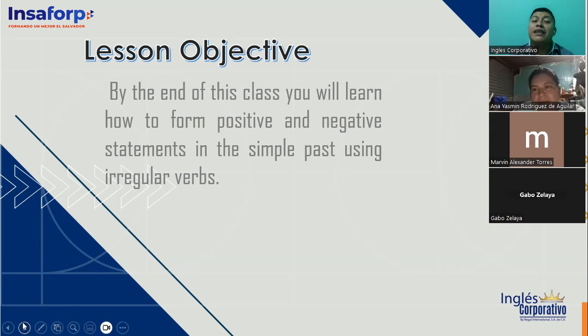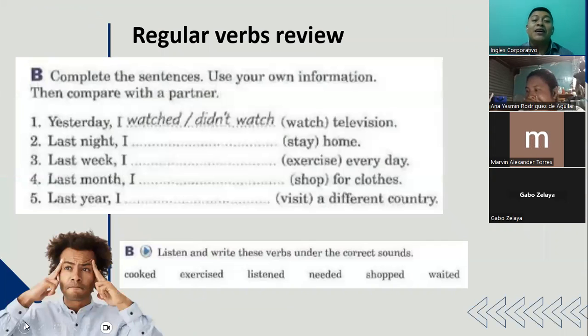So tonight we're going to study positive or affirmative sentences and negative sentences in the simple past tense using irregular verbs. Pero antes de que conozcamos los verbos irregulares, recordemos los verbos regulares que estudiamos la noche anterior. Regular verbs review. Complete the sentences. Use your own information. Then compare with the partner. We're going to complete these sentences. Primero veamos las expresiones que están a la par de los números. Yesterday, last night, last week, last month, and last year.